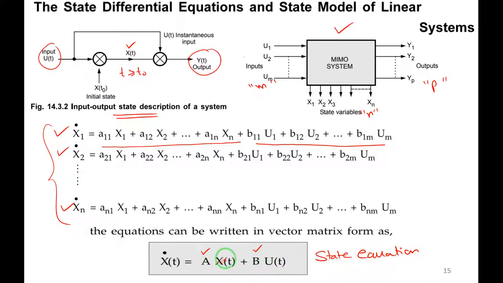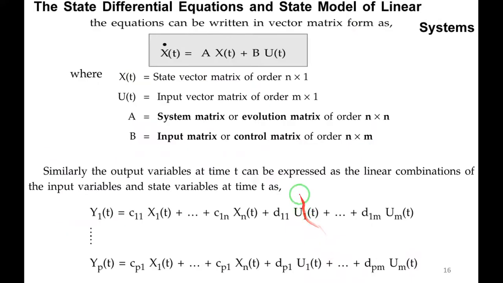It is a function of the state variables x of t and the inputs u of t, and these are the coefficients A and B. How we can write it, I hope you are getting. So A is another matrix associated with the state variables, B is another matrix associated with the inputs. So this is the state equation or state differential equation. The same thing has been written here.